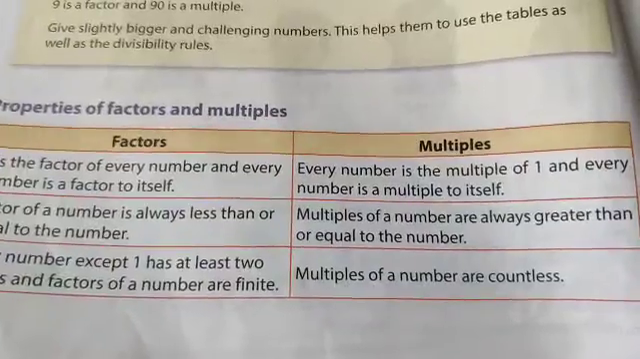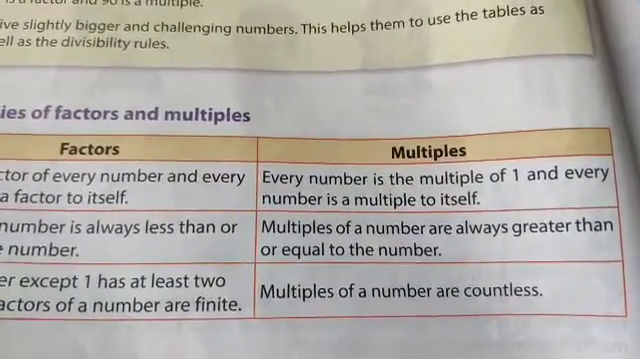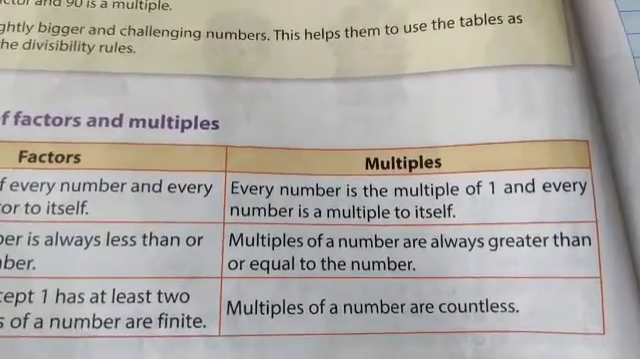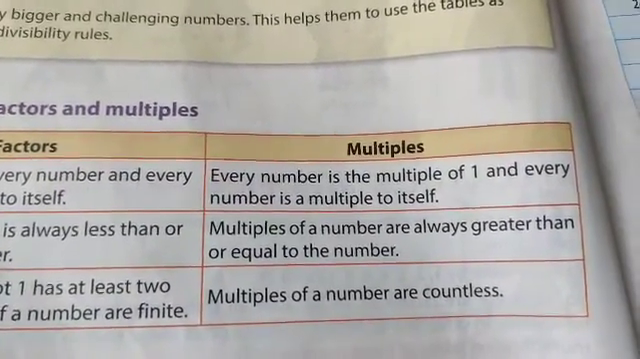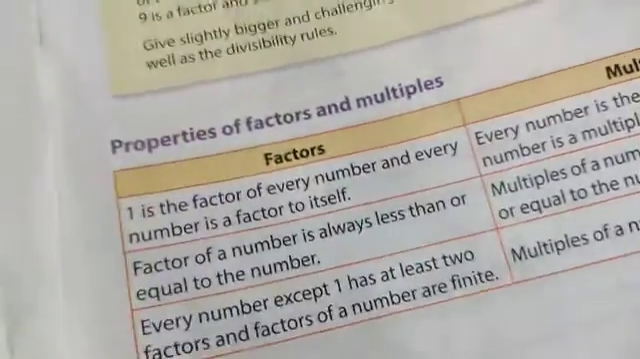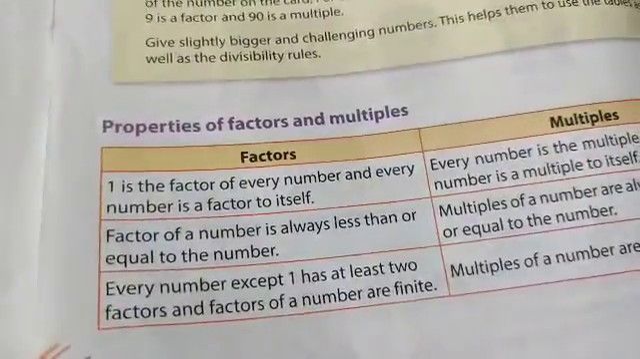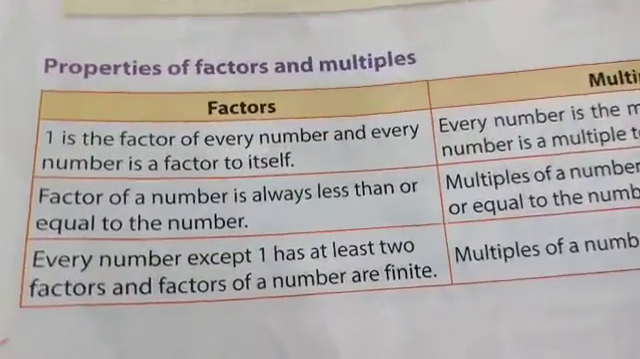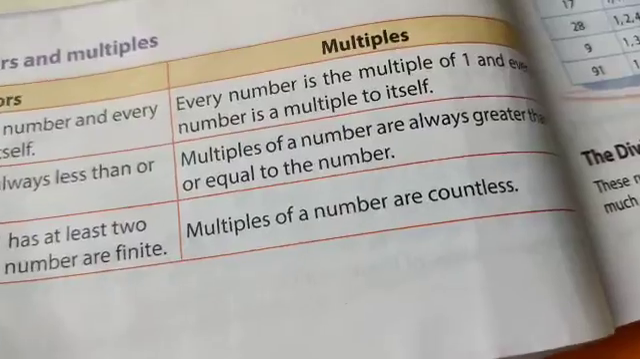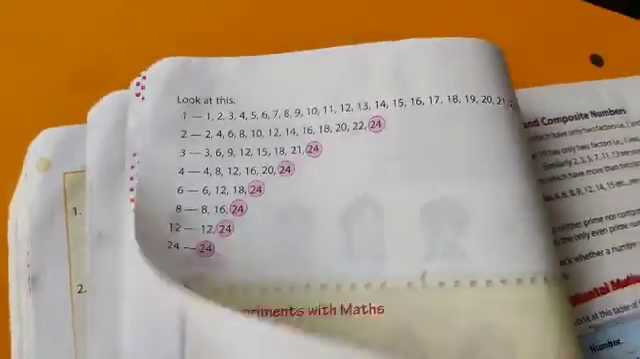Let's start with multiples. Every number is a multiple of 1 and every number is a multiple of itself. अपने आप का वो multiple होगा. Multiples are always greater than or equal to the number. Multiples of numbers are countless. See, what do you mean by multiple?